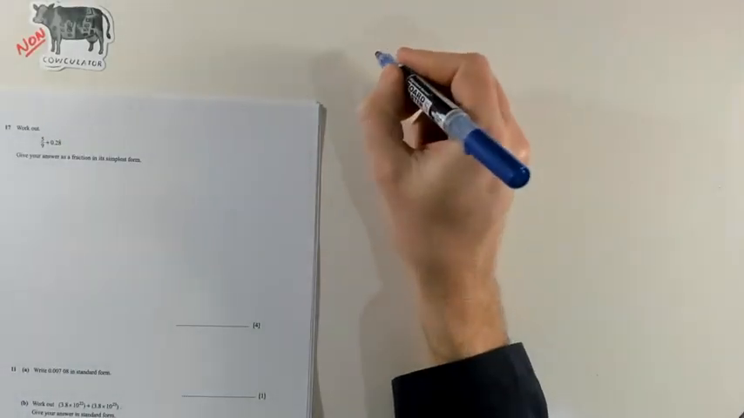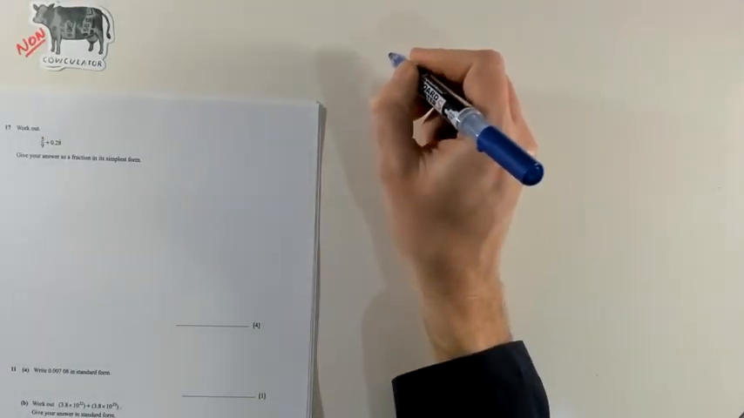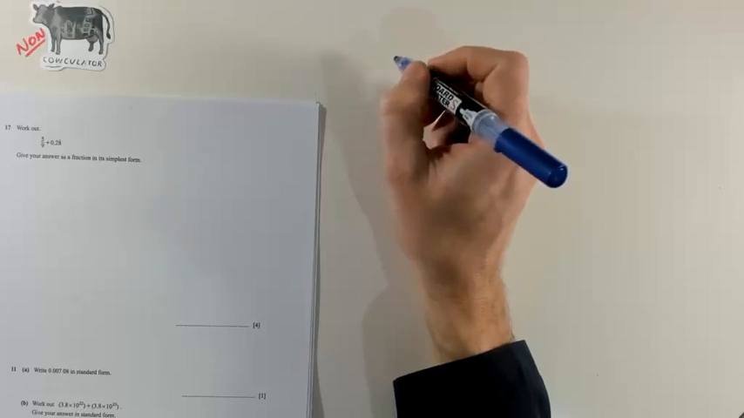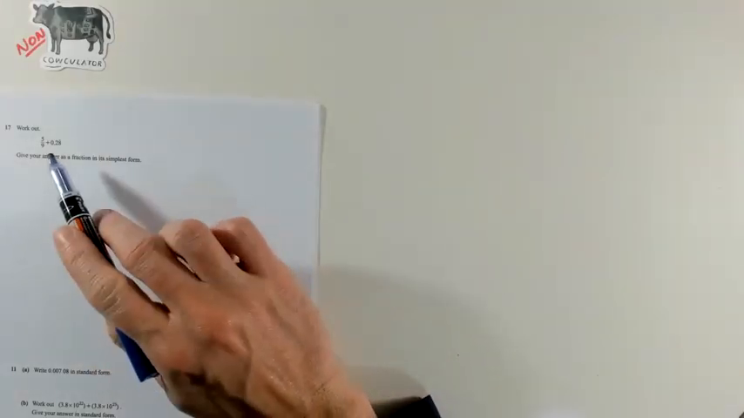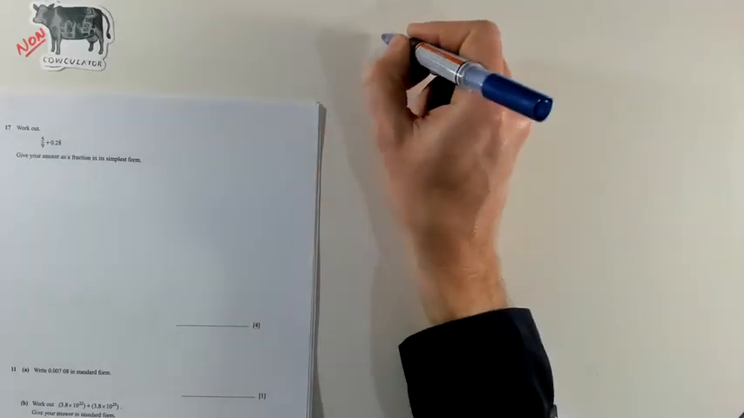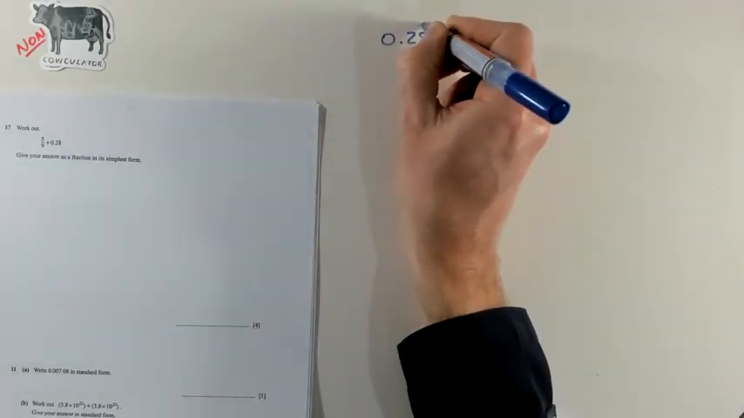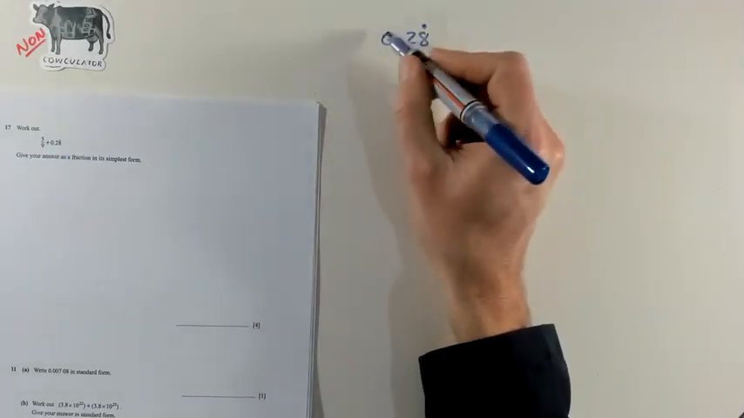So work out 5/9 plus 0.28, and the 8 is recurring. Give your answer as a fraction in its simplest form. So the first part would probably be trying to get that 0.28 recurring as a fraction.